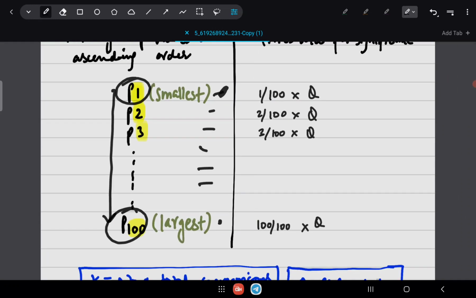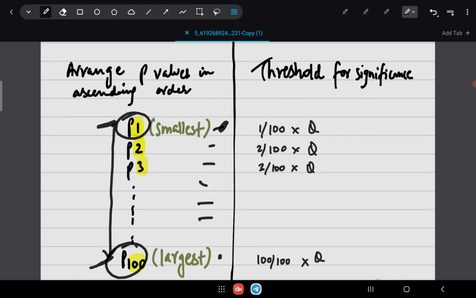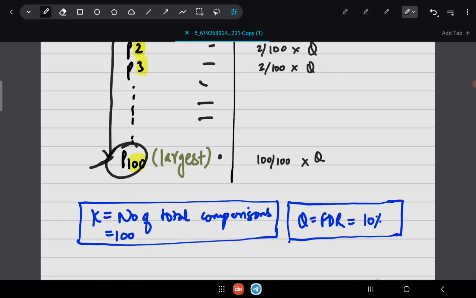So let's take the example of 100 comparisons. You have arranged the p-values in increasing order. So P1 will be the smallest p-value that you are getting, and P100 will be the largest p-value that you are getting in the 100 comparisons that you have done. How will you decide the threshold? First you have to decide how much FDR you want. Let's say in this example I want an FDR of 10%. You can also set it at 5% or whatever you want.